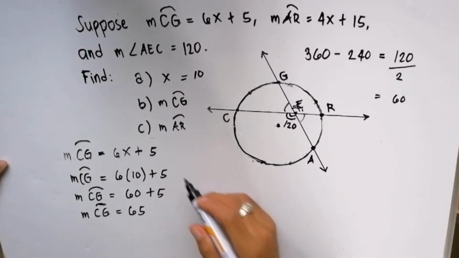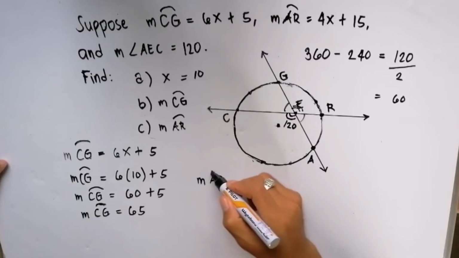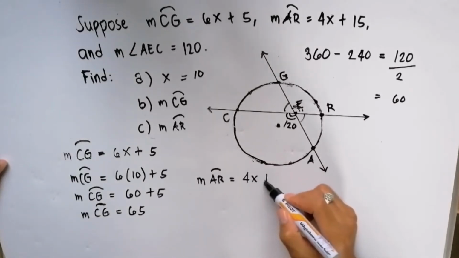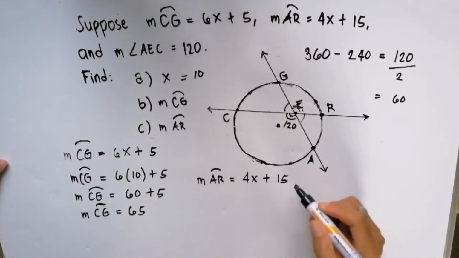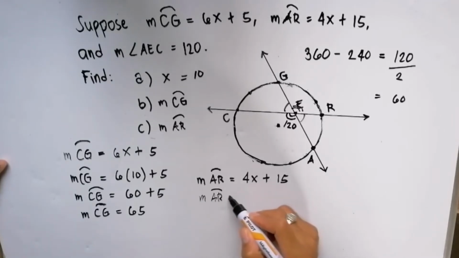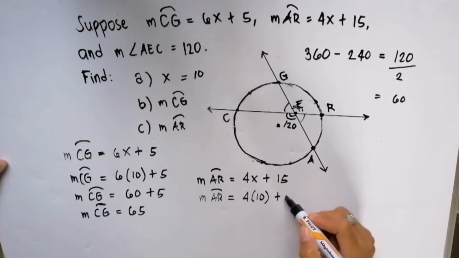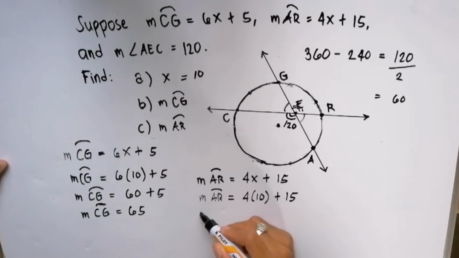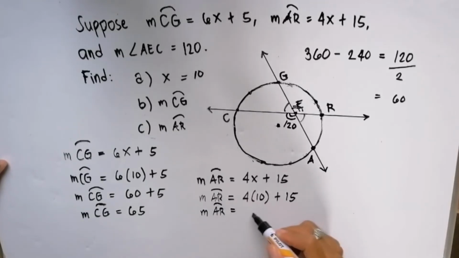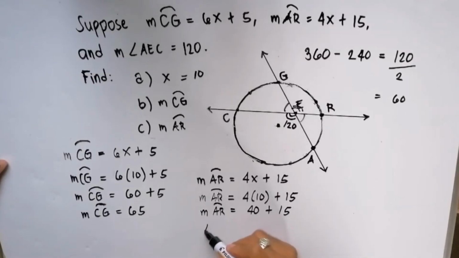Then for the measure of arc ER, that is equal to 4x plus 15. So the measure of arc ER was 4 times 10 plus 15. So the measure of arc ER was 40 plus 15, and that is equal to 55.